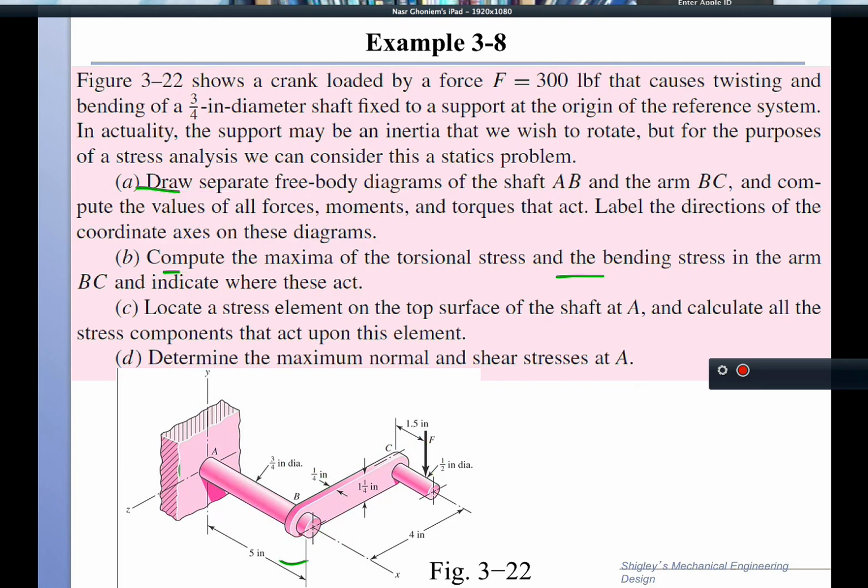We will also have numbers. Item C here, we want to locate a stress element on top of the shaft at A, right here. And we want to calculate the stress components acting on this element. And item D is that for this particular element, we want to determine the maximum normal and shear stresses at that element. So there are a lot of different objectives for this example. Let's start with the free body diagram.